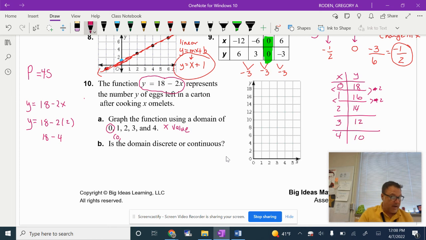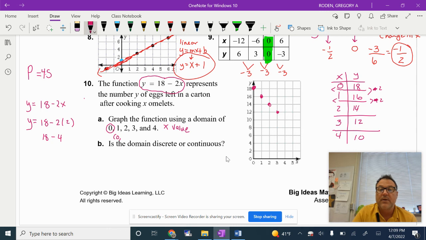And then we can go ahead and graph these things pretty easily. So we know we had 18 eggs when we had 0 omelets, and then at 1 omelet we have 16 eggs. This is easy stuff, guys, right? And then at 2 omelets we have 14 eggs. And at 3 omelets, we have 12 eggs. And at 4 omelets, we're going to have 10 eggs.